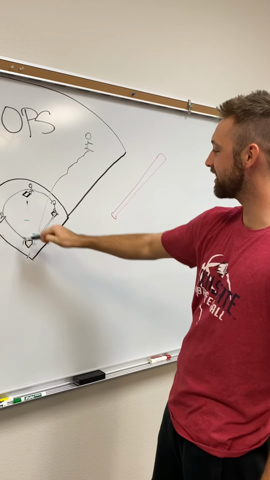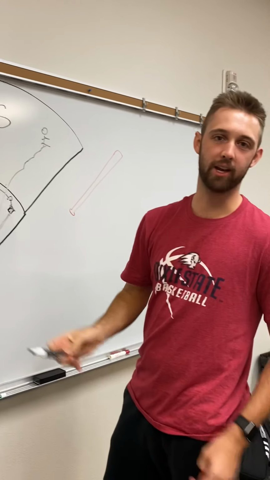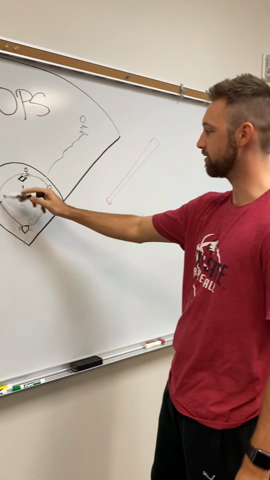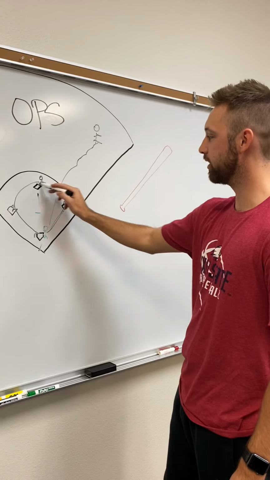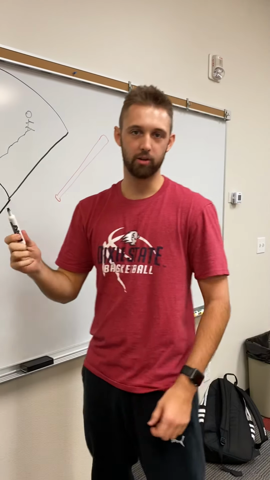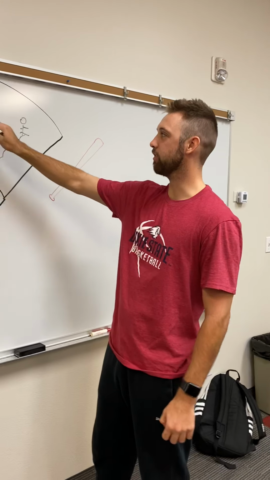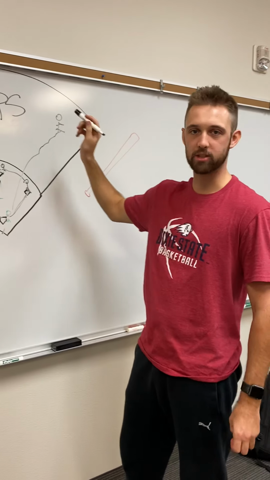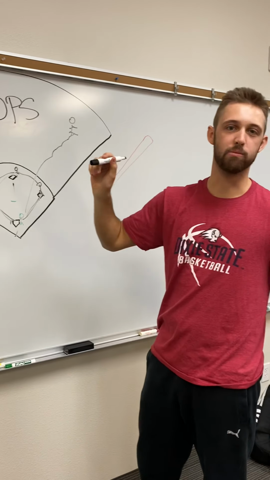This guy gets through, he scores, that's an RBI. Run batted in, because he ran in. If you hit a home run and you get yourself in, that also counts as an RBI. And so that is the basic of what OPS is, on base plus slugging, and RBIs, runs batted in.